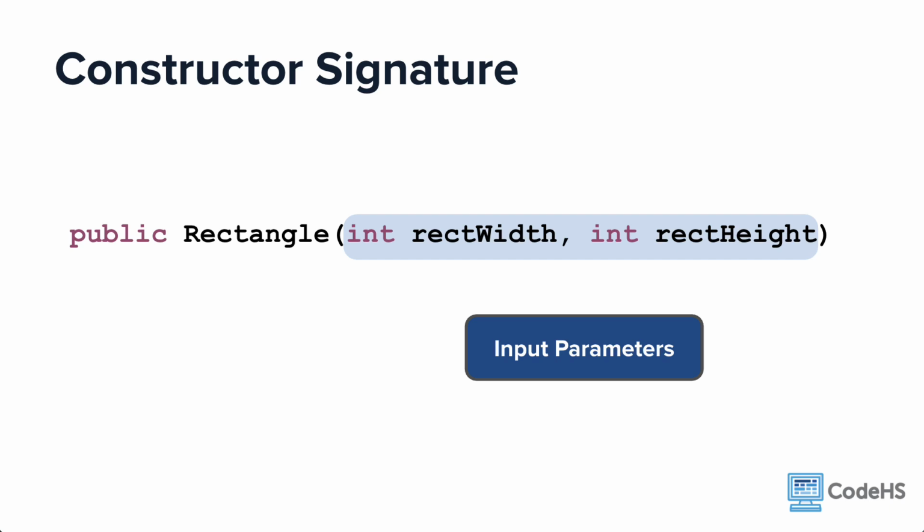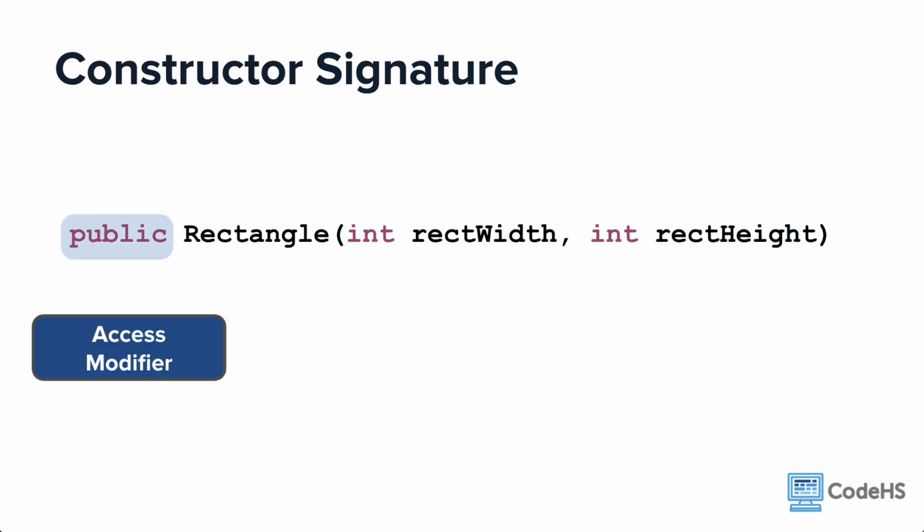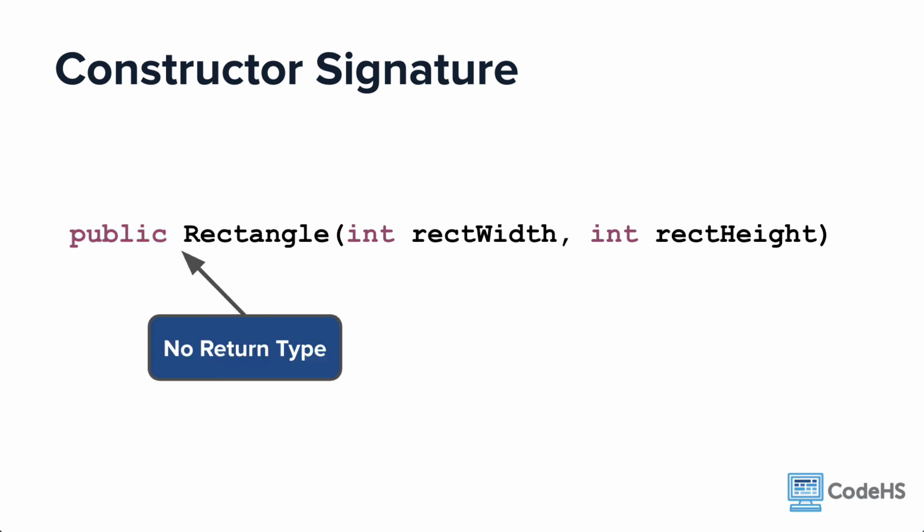Like methods, the parentheses contain a list of input parameters. The arguments from the constructor call statement must match the order and type of parameters in this list. Constructors must always be declared as public so that other parts of the Java program can access them and call them to create the objects. You may have noticed that constructors don't have any return type listed, whereas all method signatures needed one. That's because Java knows that whenever a constructor is called, an object of that class type is returned. In other words, whenever the rectangle constructor is called, Java knows that it will always be returning a rectangle object.